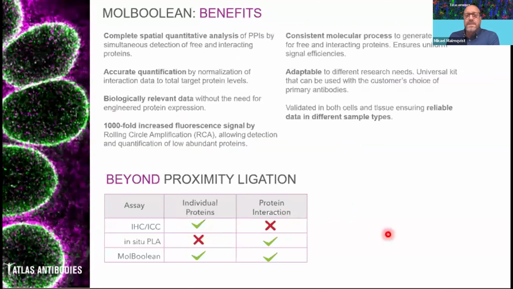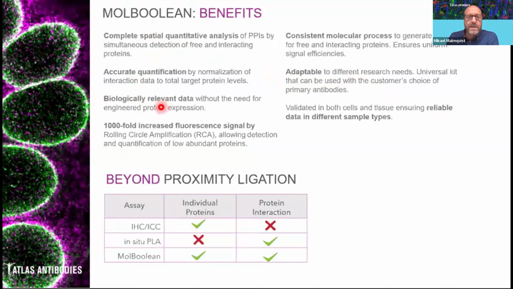So this slide highlights some of the main benefits of using MolBoolean to study PPIs in cells and tissue. As we have already mentioned today, MolBoolean offers a more complete spatial quantitative analysis of protein-protein interactions, enabling the detection of both free and interacting proteins. And because of this, MolBoolean offers a more accurate quantification of interaction data by enabling the normalization of the total target protein levels.